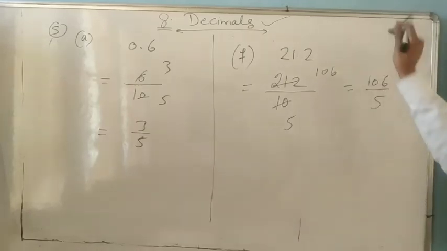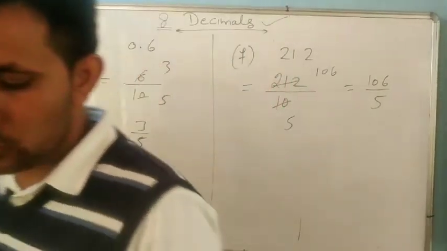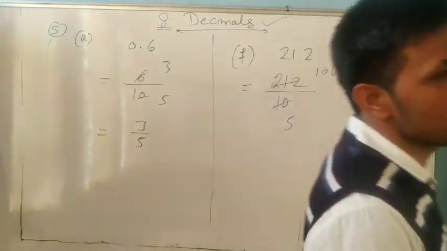106 by 5. So like this one, we can do questions number 1, 2, 3, 4, 5. So try these two questions, everyone.